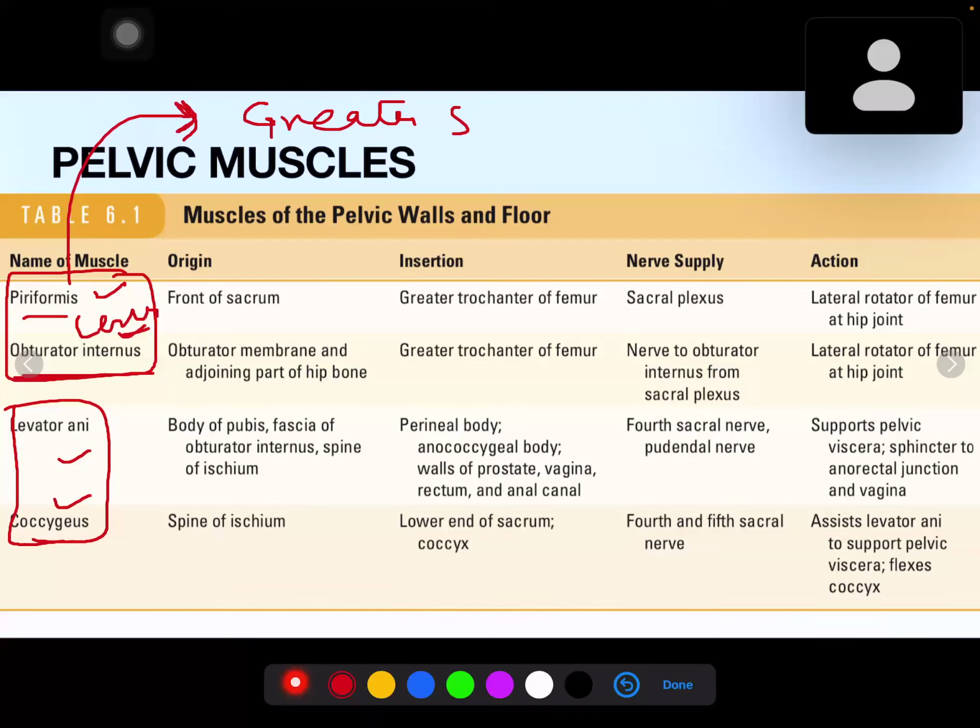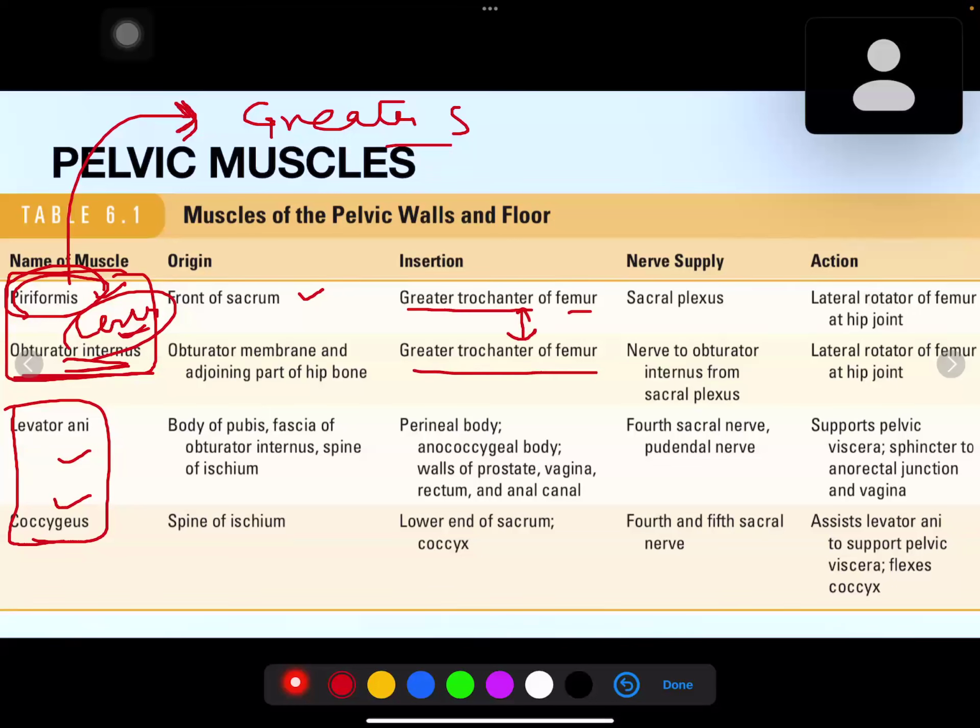You don't have to just remember their origin and insertion. The blood supply and nerve supply of muscles are important, and anything unique to the muscle. So the piriformis through the greater sciatic foramen is important, and the obturator internus through the lesser sciatic foramen is important. Piriformis arises from the front of the sacrum and goes to the femur. Both these muscles attach to the greater trochanter of the femur.